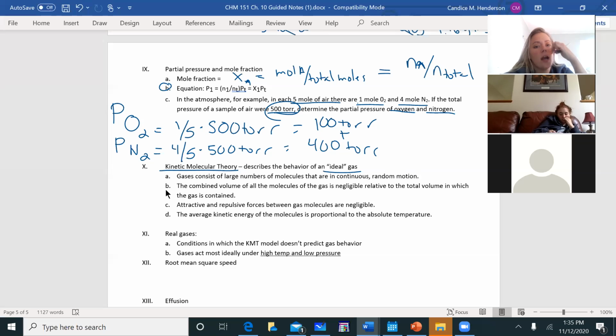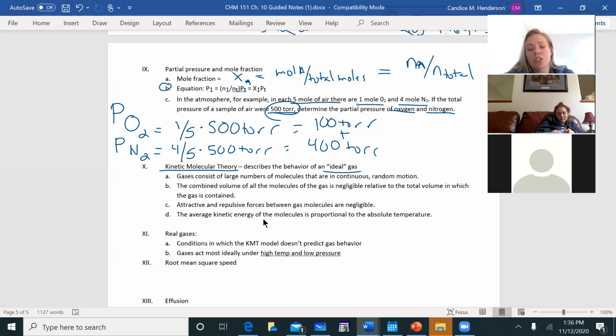C tells us attractive and repulsive forces between gas molecules are negligible. So the gas molecules have so much energy to them that when they fly past each other, they don't stick to each other at all, or they don't repel each other. They're sort of like billiard balls acting as individual molecules. That also sort of falls apart in certain situations because there can be kind of a sticky quality to gas molecules, especially if it's in a cold and a high pressure environment.